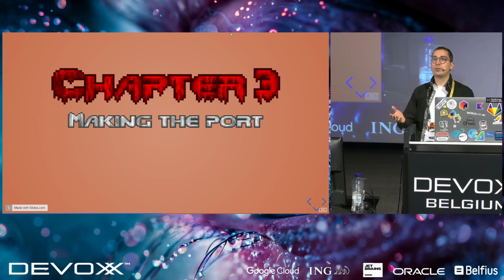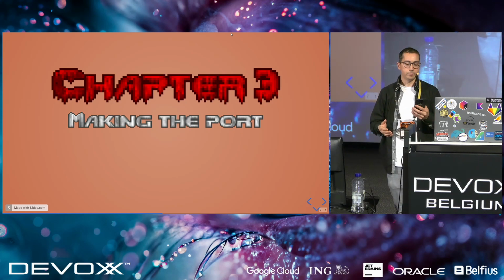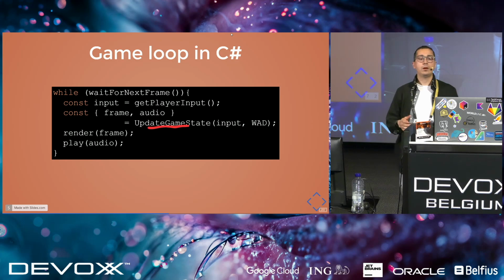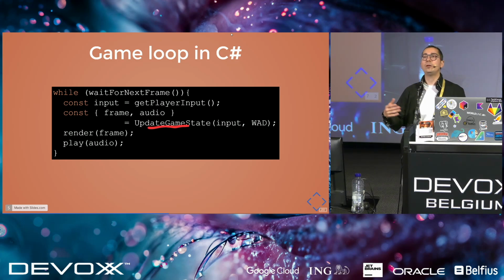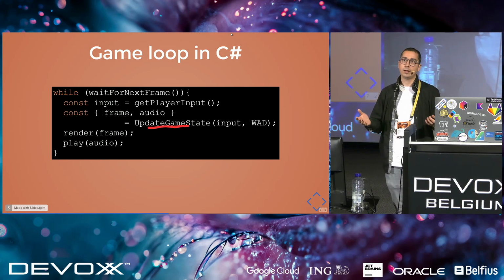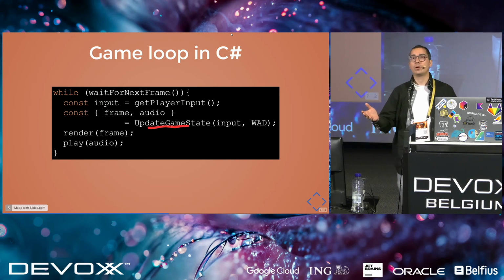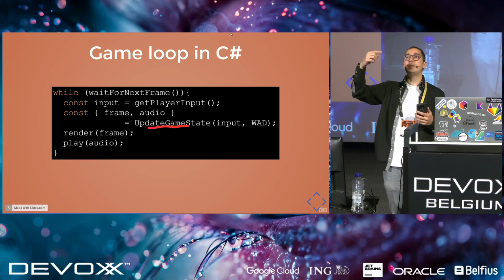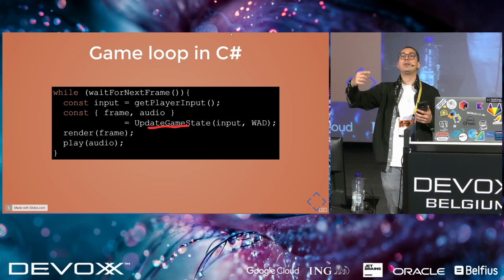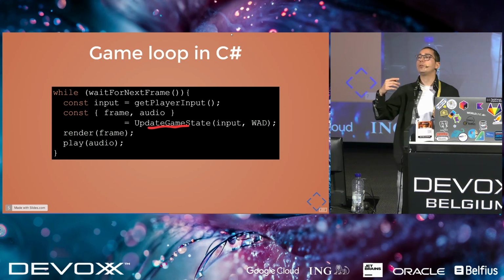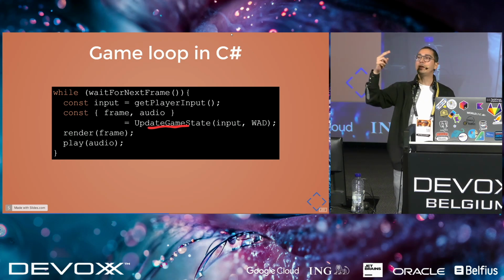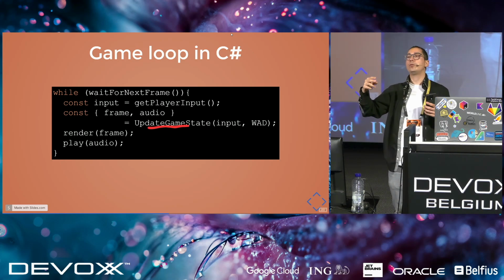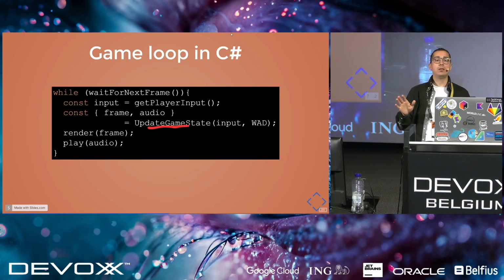So let's go into more detail about making the port. First of all, let's see what a general game loop is in game code. If you take C# or Java, for example, if you want to develop a game, generally you will need a game loop in the main method, which iterates for every frame of your game. So if your game runs at 30 FPS, this loop iterates 30 times per second. If your game is at 60 FPS, it iterates 60 times per second. And the logic is the same.